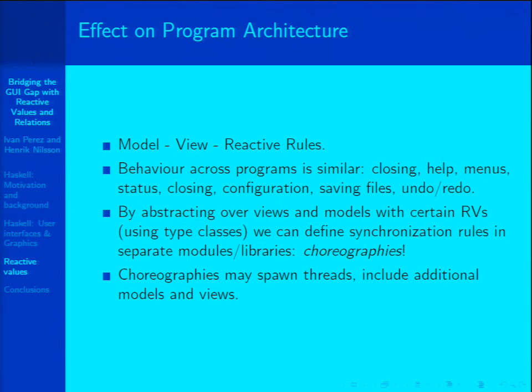The effect that that also has is that there's a lot of behavior that is replicated across programs that has nothing to do with the problem that you're trying to solve. For instance, showing the name of the currently open project on the title bar of a window. That's something that every program does, but it has nothing to do with the problem that you're trying to solve. And GUI programs are full of those things. And they take so much code. And by abstracting over views with certain reactive values, over models with certain reactive values, you can move these synchronization rules away into separate libraries.